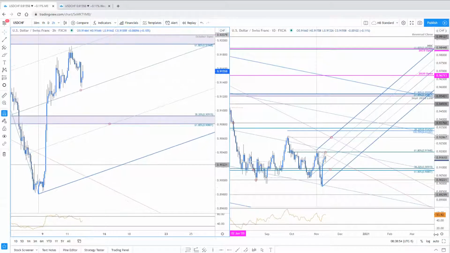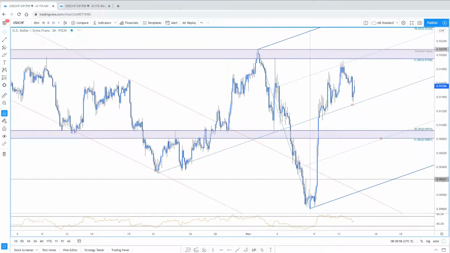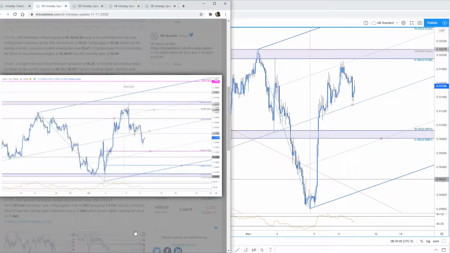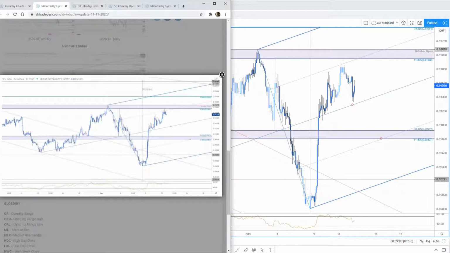Here's what the intraday chart looks like. And here's what it looked like last night. Okay, so the region of resistance that we're talking about initially is still 91.94, 92.07. We were trading just below that yesterday. Support at the median line, bullish invalidation at 90.90, 90.80. Here's the pullback. Again, maybe another strike into the US Open, but you're essentially looking for exhaustion into that parallel.